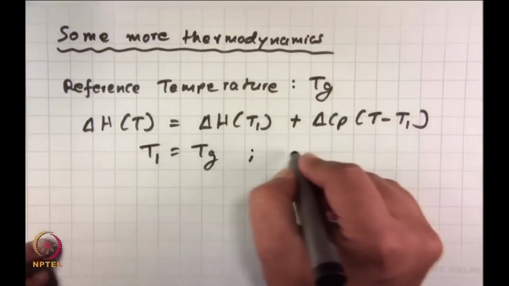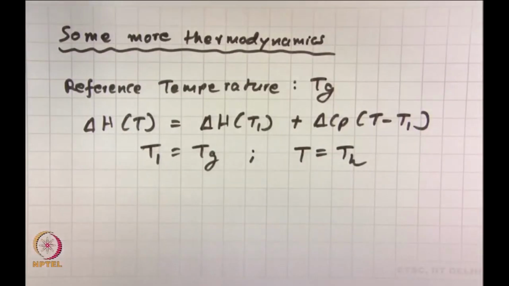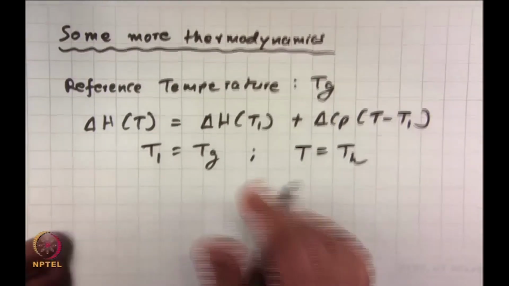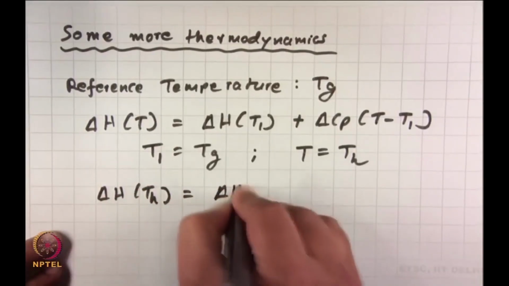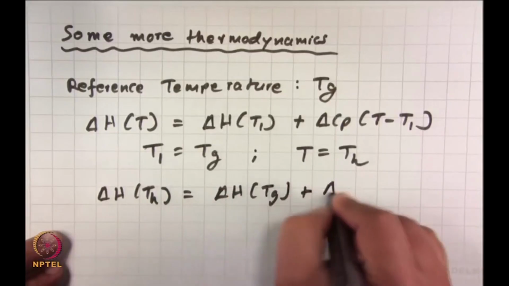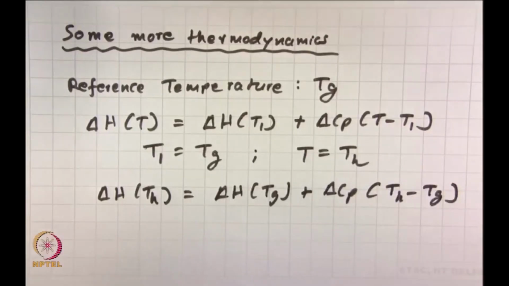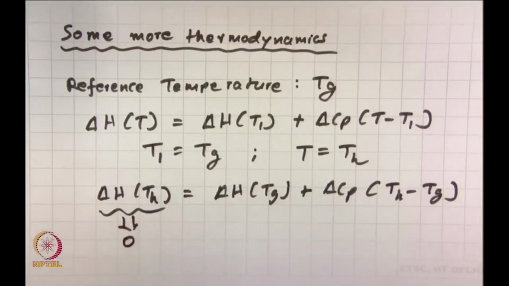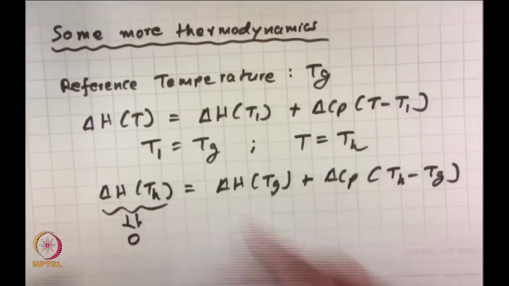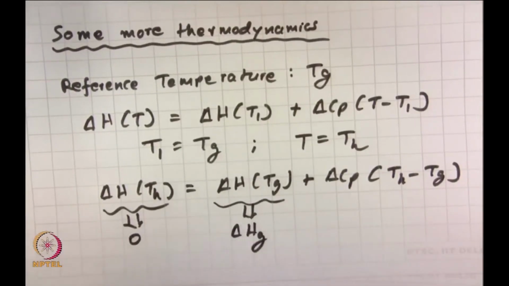and then what we will also write is, T is equal to what? Th, right, T is equal to Th, because we know at Th delta H goes to 0. So, based on that, what we can write is delta H(Th) is equal to delta H(Tg) plus delta Cp (Th minus Tg), right. And here this delta H(Th) goes to 0 by definition. Okay. Delta H(Tg) we will write as delta Hg, we will not write Tg all the time, we will just abbreviate it as g.